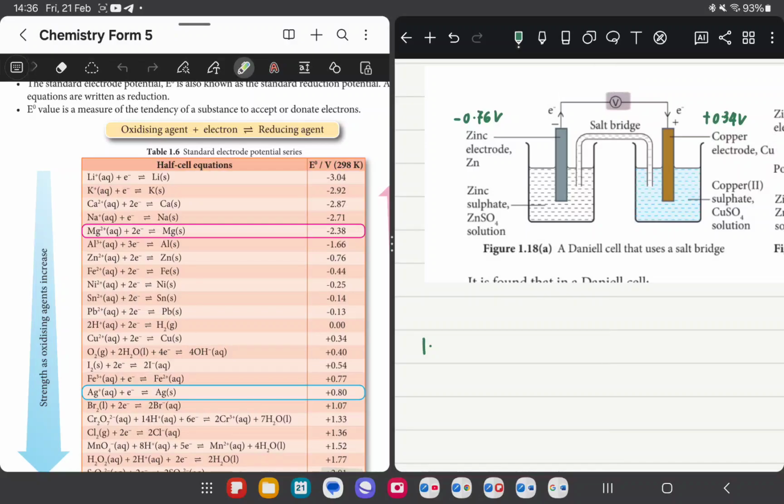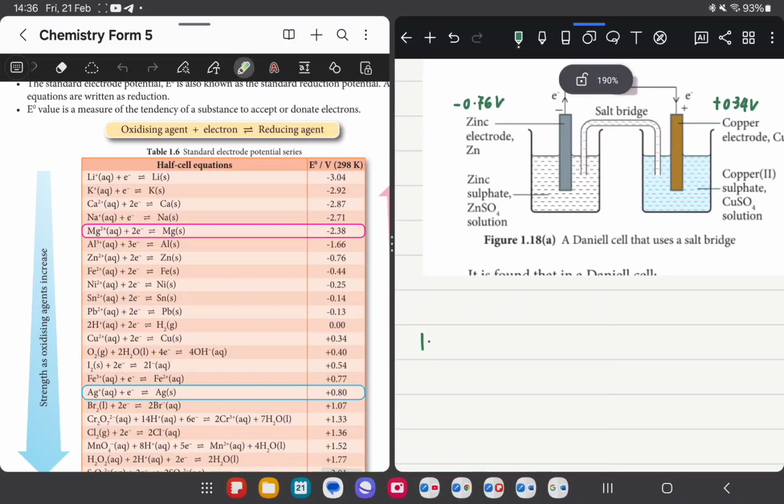Remember that the E naught value is always a constant value. Although you reverse the equation for oxidation, the E naught value won't reverse. The E naught value still remains what it is. Just the equation will be inverted. So the zinc electrode is negative 0.76 while the copper electrode is positive 0.34. So which one is more negative? The zinc electrode. So that should be your anode.